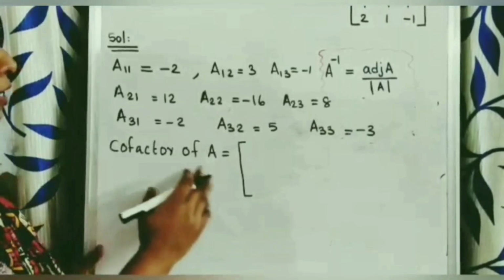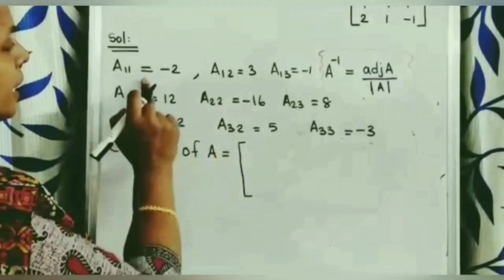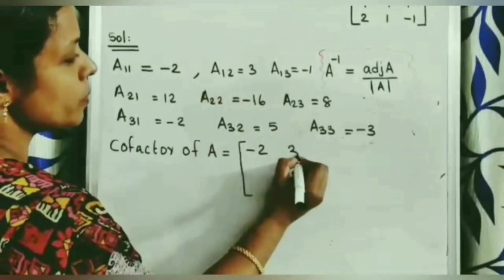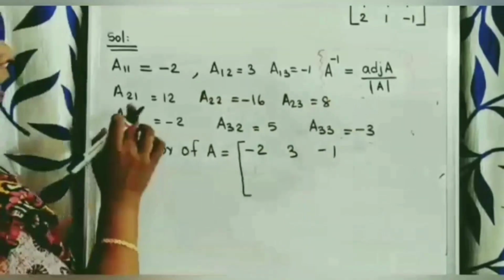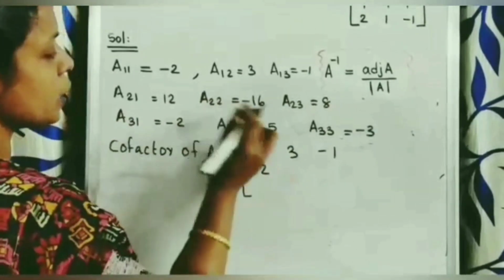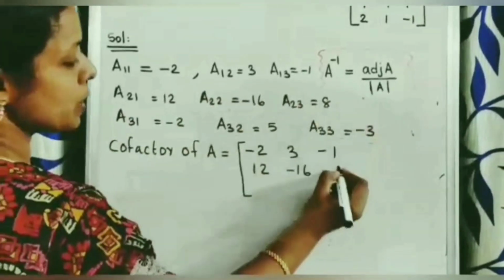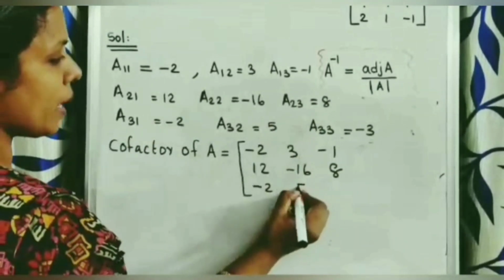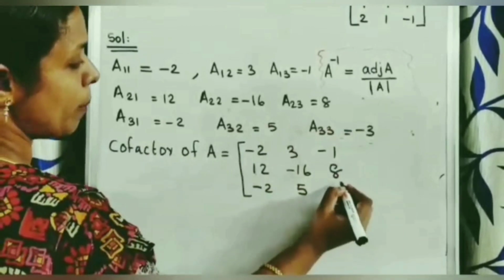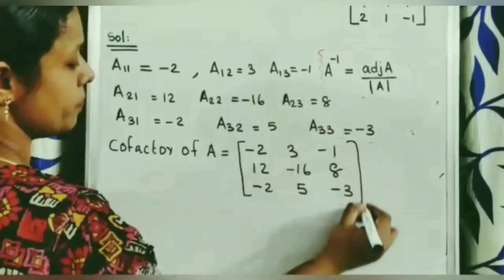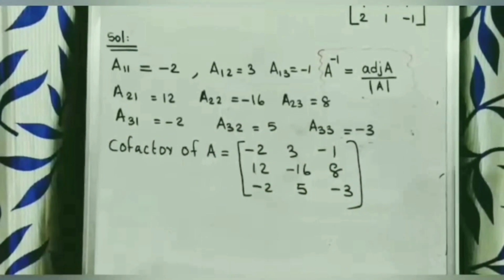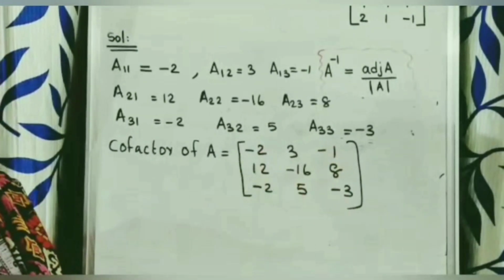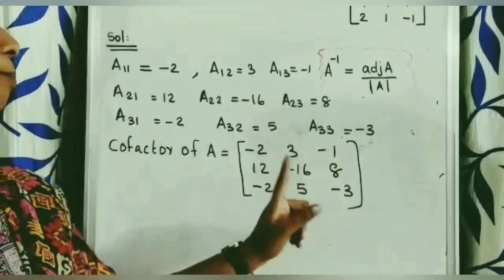Next we make cofactor of A, that is equal to matrix. Here A11 is equal to minus 2. We write here minus 2. Then A12 is 3. A13 is negative 1. A21 is equal to 12. A22 is minus 16. A23 is 8. A31 is minus 2. A32 is 5. A33 is equal to minus 3. Now we get cofactor of A is equal to matrix negative 2, 3, negative 1, 12, minus 16, 8, minus 2, 5, minus 3.